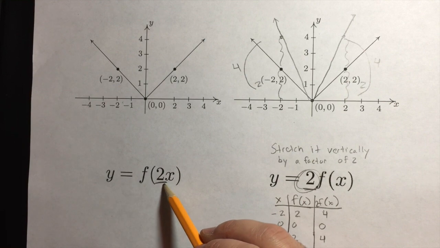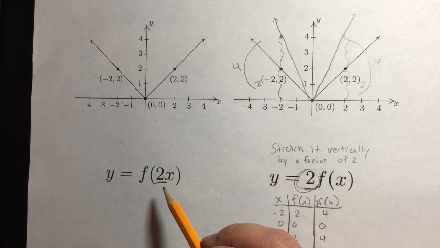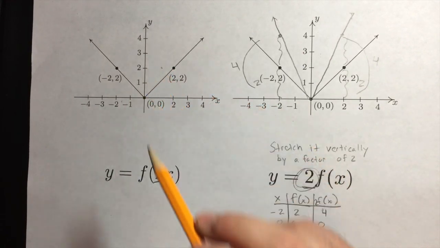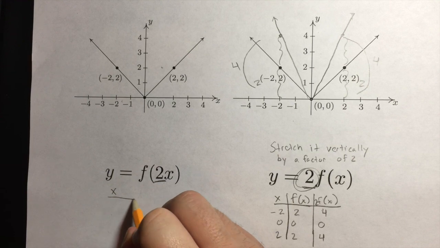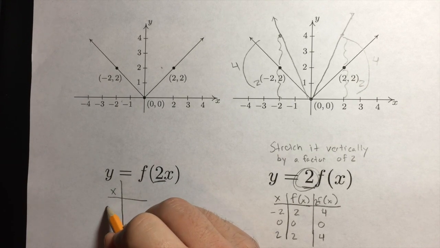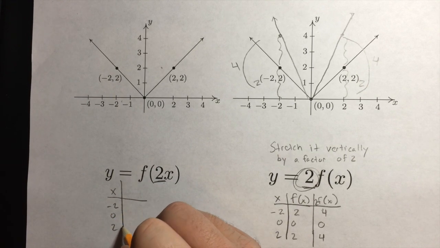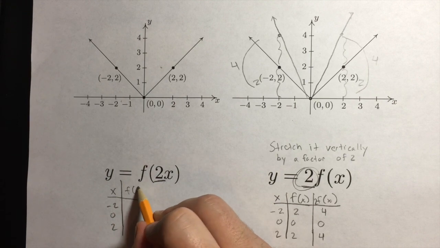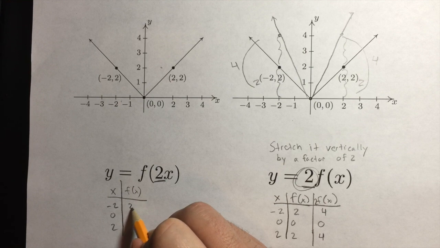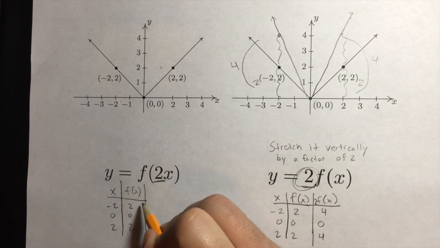What's this going to do? Well, it's going to do something to the distance from the y-axis. Let's see how it works. We're going to make another table over here as well. Pick negative 2, 0, 2. Then we're going to pick my f of x values, plug it in here.